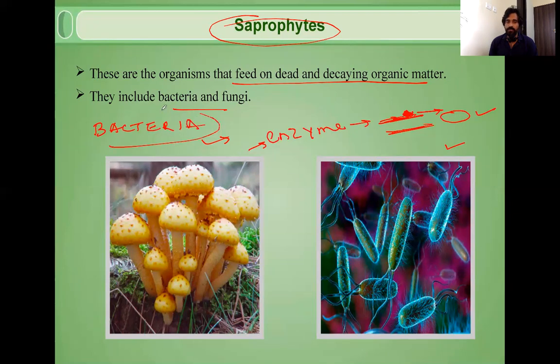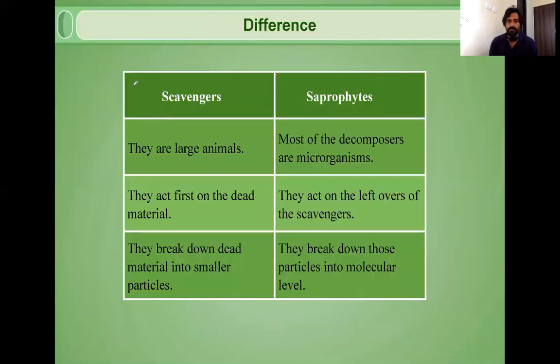Bacteria can follow many different ways of nutrition. So what is the difference between a scavenger and saprophytes? Look, scavengers always use large animals, but saprophytes are a sort of decomposer, because they are decomposing, right? Most decomposers or microorganisms decompose big things.